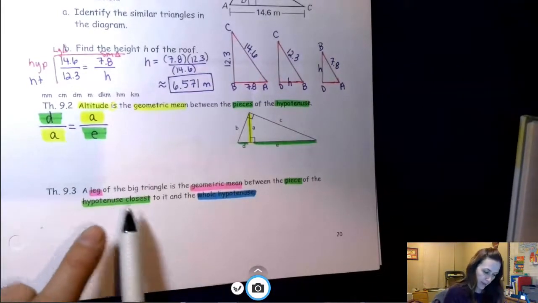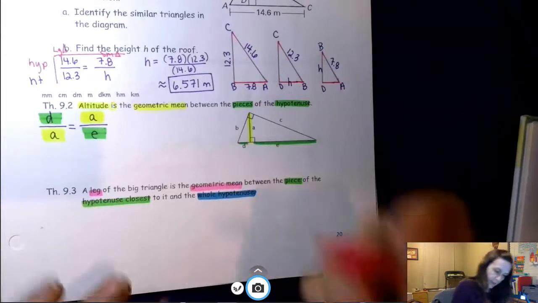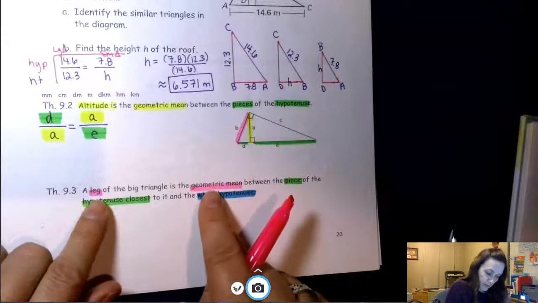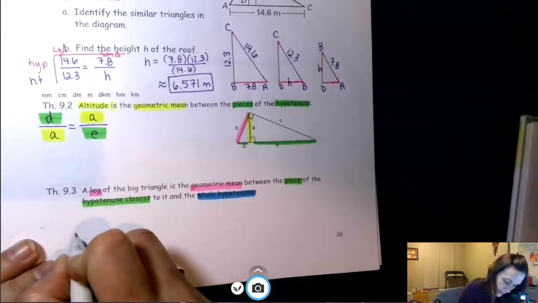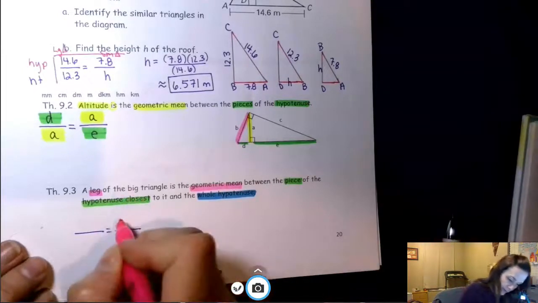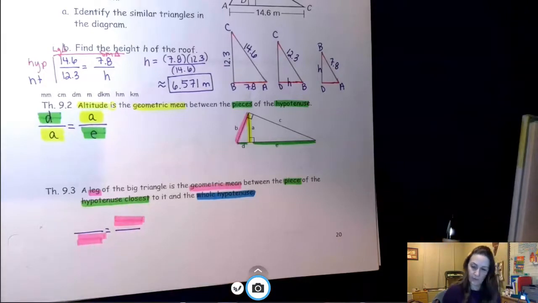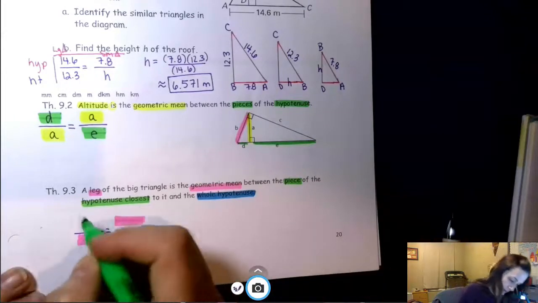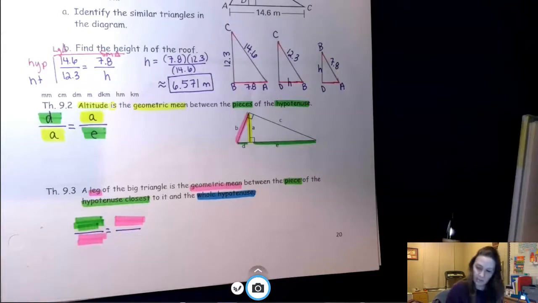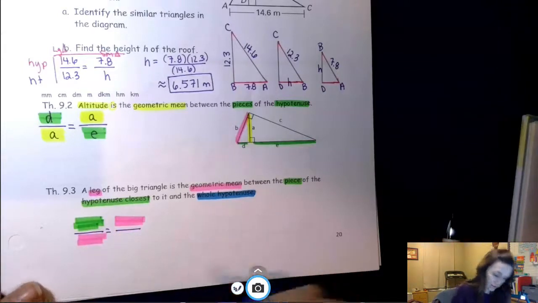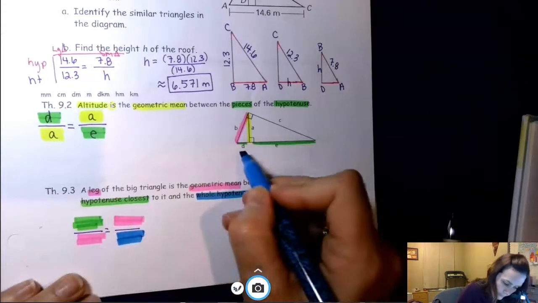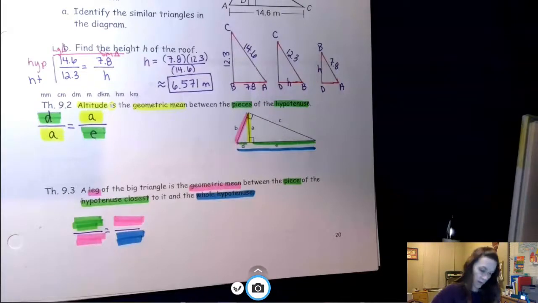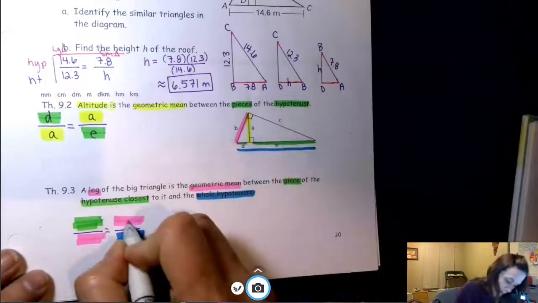The next one down here says a leg of the big triangle. So let's say that this is the leg I'm talking about. Doesn't matter which leg really, but let's say we're talking about B. A leg of the big triangle is the geometric mean. So if I were setting this up, the leg would be the geometric mean. It would go here and here. Between the piece of the hypotenuse closest, so one of the pieces of the hypotenuse, and the whole hypotenuse. The whole hypotenuse. So that would mean that B is the geometric mean. It would go here and here.